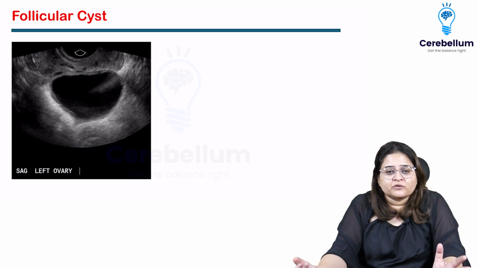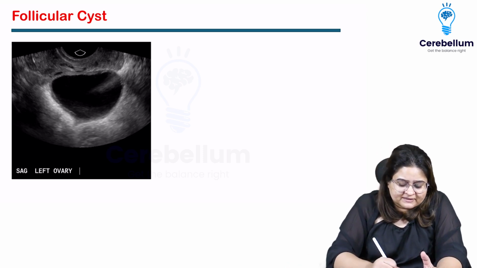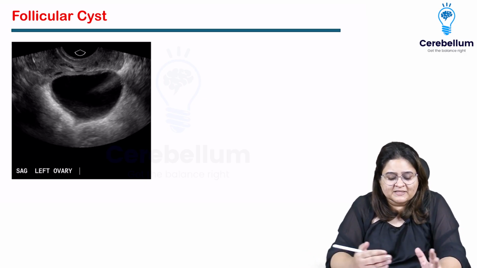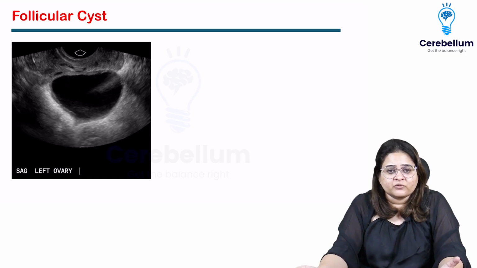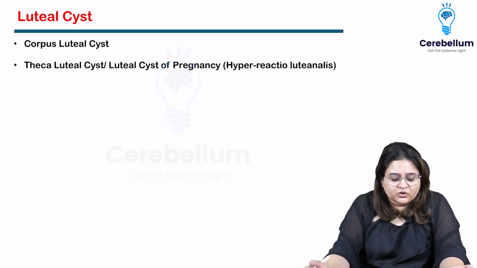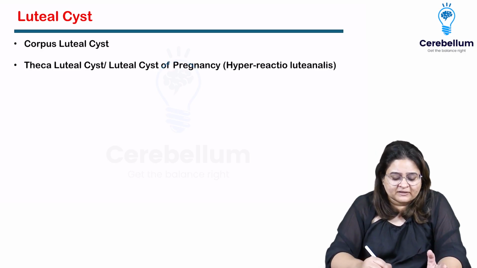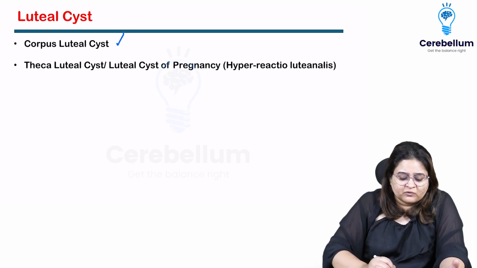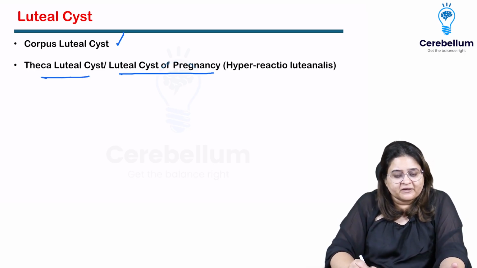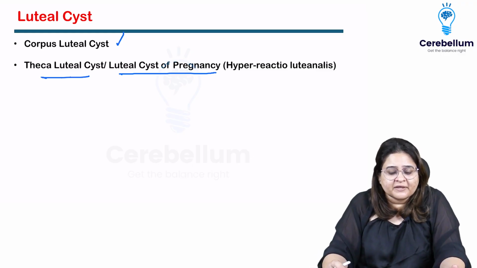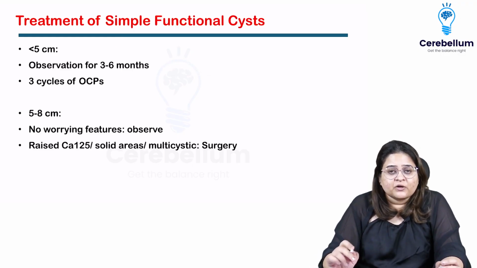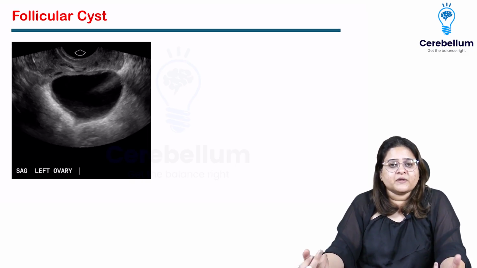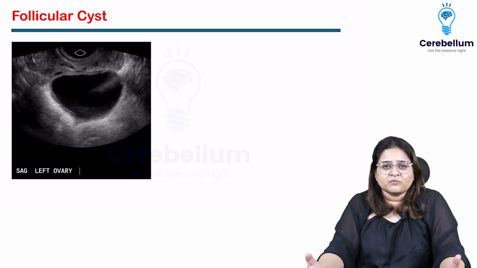This is how a follicular cyst will look like. The cyst contains just follicular fluid. That's why it is black in color. Anything black is fluid. So this is the cyst. Okay, and what should you do? And a luteal cyst is when it's either a corpus luteal cyst which has not ruptured, or it is a theca lutein cyst or a luteal cyst of pregnancy, which I just told you is very common in molar pregnancies and multiple pregnancies. Now, if it is a simple functional cyst like this, the scenario which will come will be a 25-year-old woman presents with vague abdominal pain.